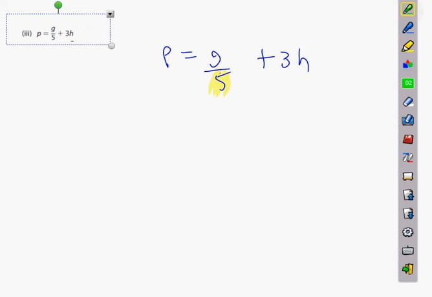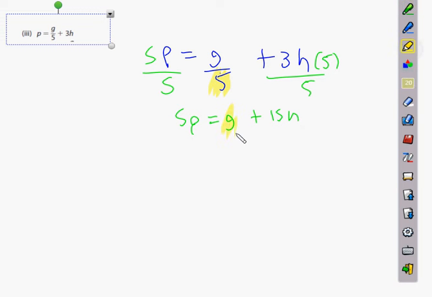Sean? Make it 5p over 5. 5 on the bottom, 5 on top. 15h over 5. 5 on the bottom, 5 on top, and you're one step ahead of me. It's going to be 5p equals G, plus 15h. We want to get G on its own, so how do you get G on its own then? Bring 15h over. And 5p minus 15h equals G.